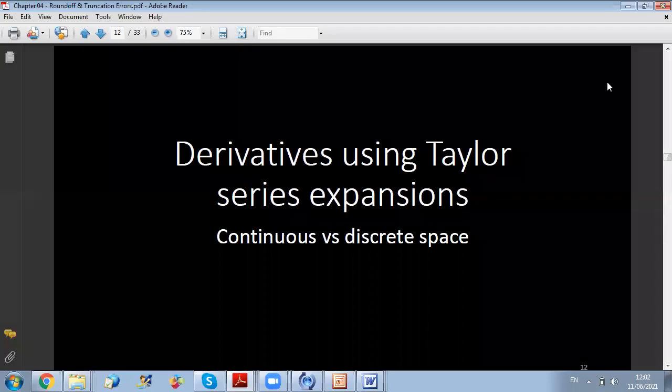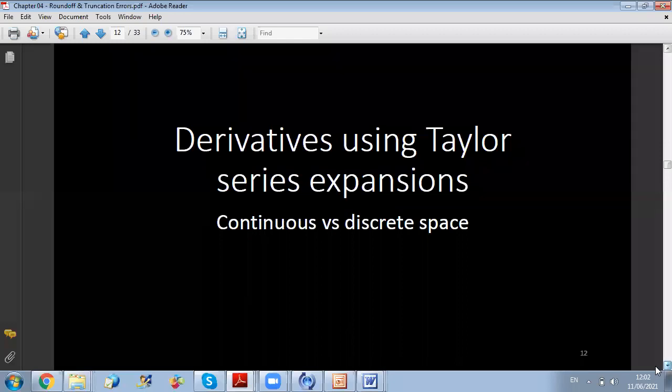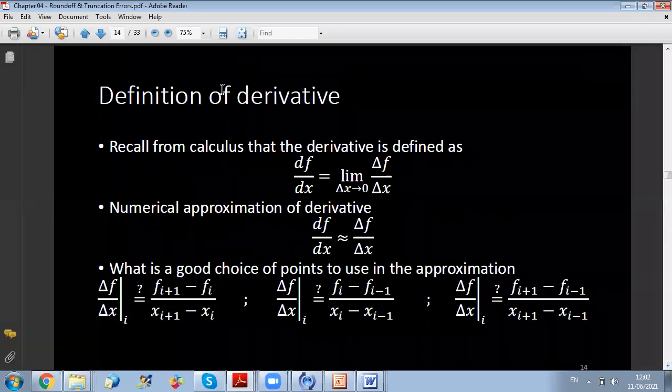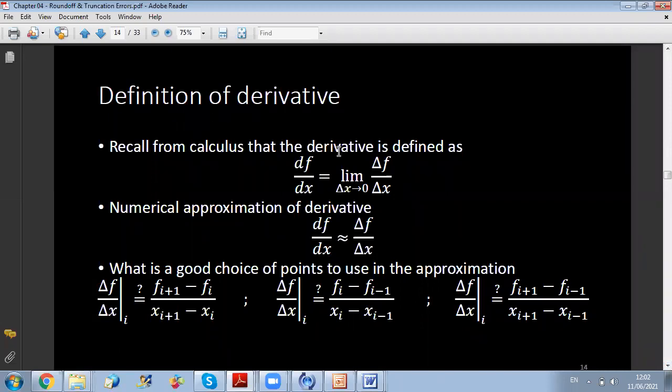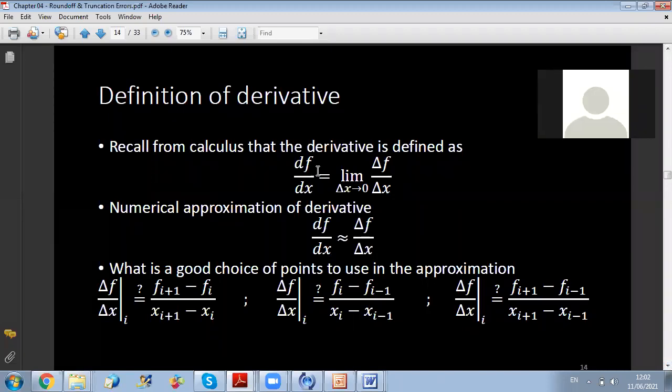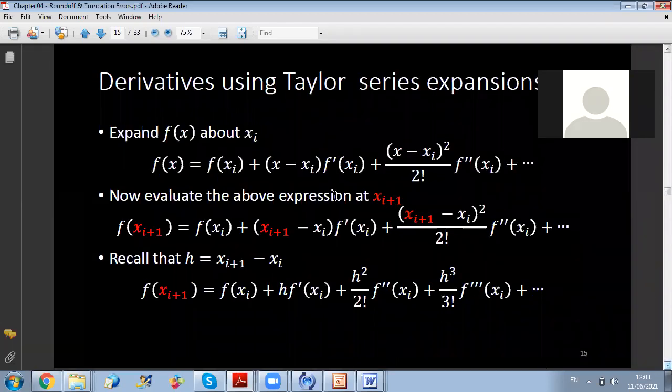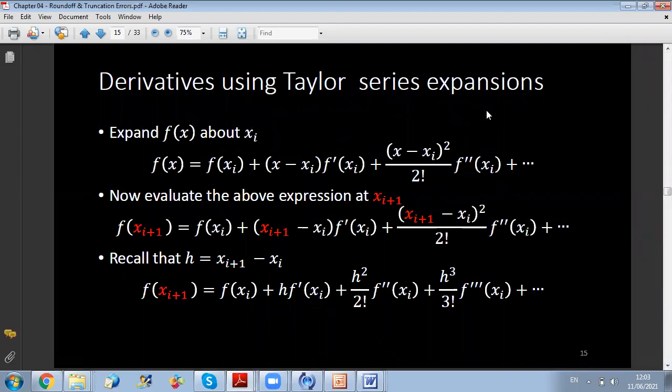Let us continue chapter 4. Last time we introduced how we can do the derivative using several techniques: backward technique, forward technique, and central technique. Just to summarize here, these techniques all are derived from Taylor series expansions.